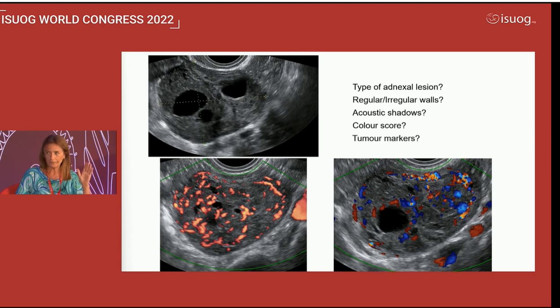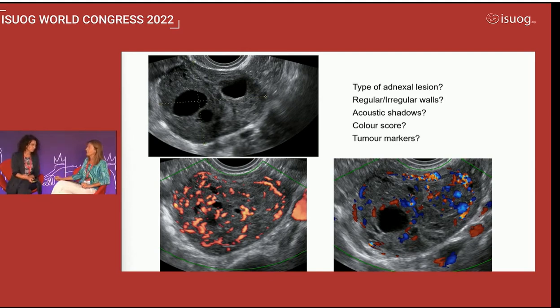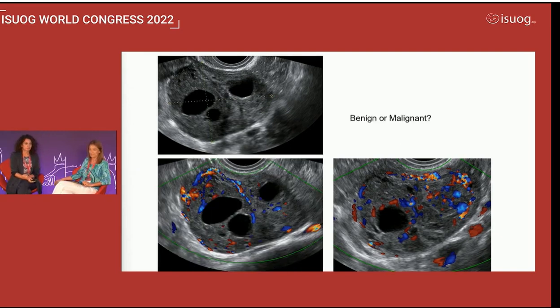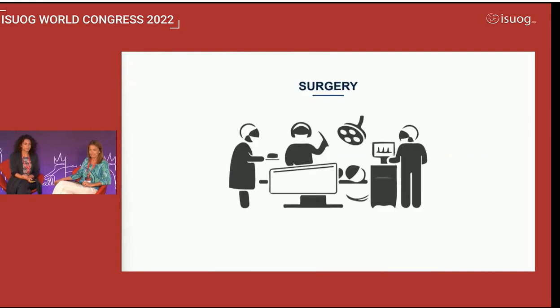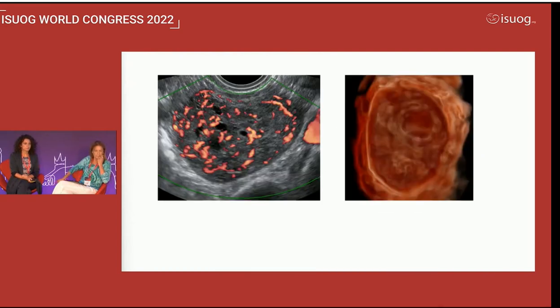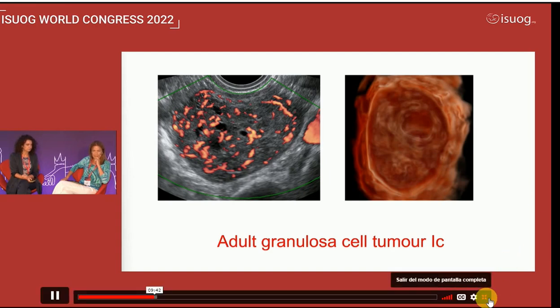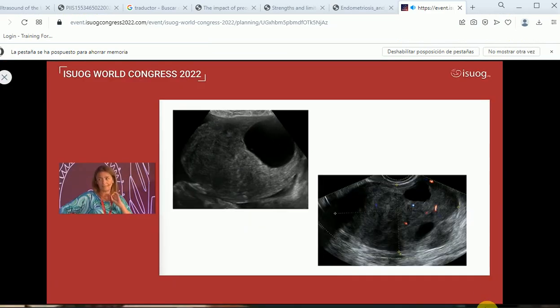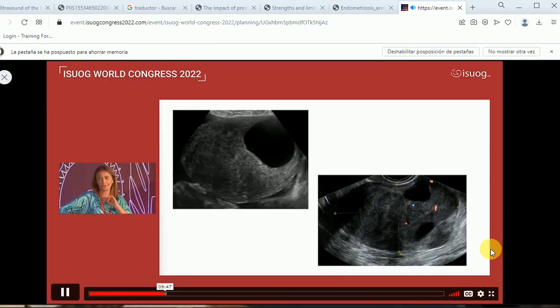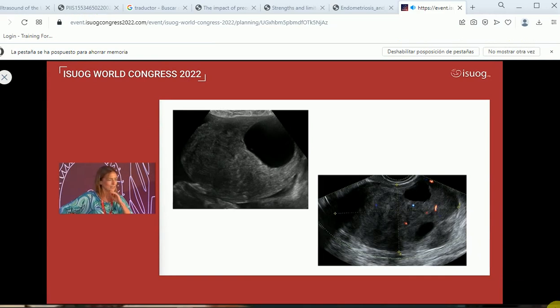Here, if I have to make a guess at a specific diagnosis, I would think stromal tumor. And you would go for inhibin B, AMH, apart from CA125? Exactly. So we said malignant and stromal. The patient underwent surgery, and it was indeed an adult granulosa cell tumor, 1C. But this was a difficult case, because at the beginning it was not so clear to my eyes. That's true. Okay, other case.